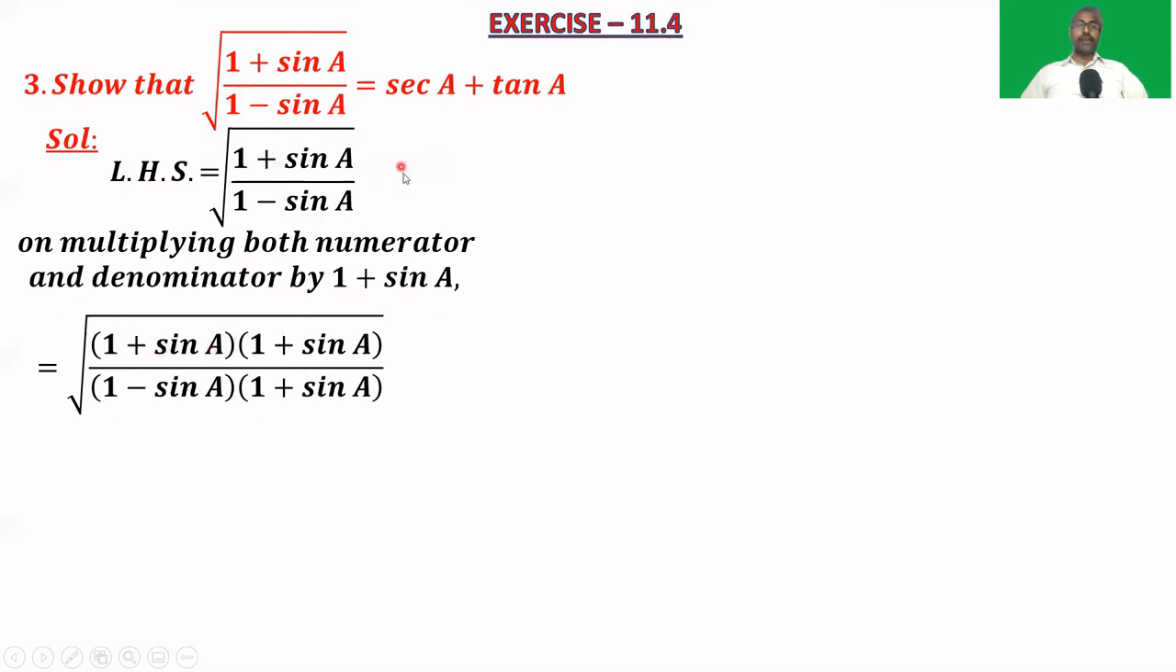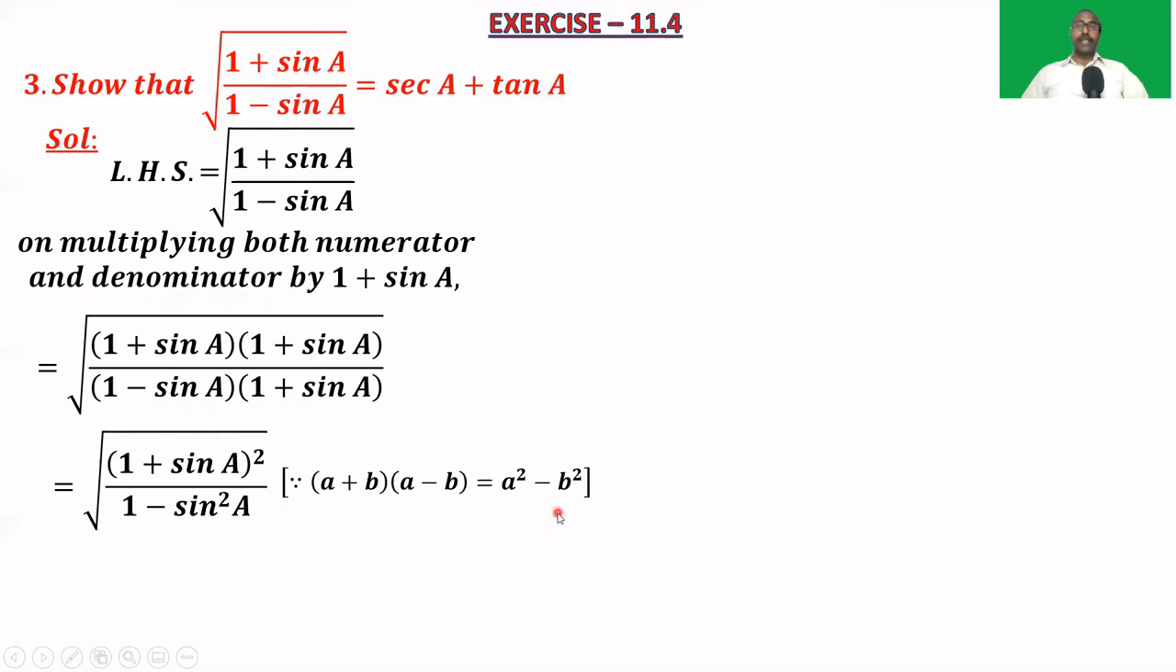Under root (1 plus sin A into 1 plus sin A) by (1 minus sin A into 1 plus sin A). That is, here we are rationalizing the denominator, and the rationalizing factor is under root 1 plus sin A. So in the numerator, we have 1 plus sin A 2 times, so we can write the numerator as (1 plus sin A) whole square. And the denominator is of the form a minus b into a plus b, which is equal to a square minus b square. So denominator can be written as 1 minus sin square A, like this. So here the reason is a plus b into a minus b is a square minus b square.